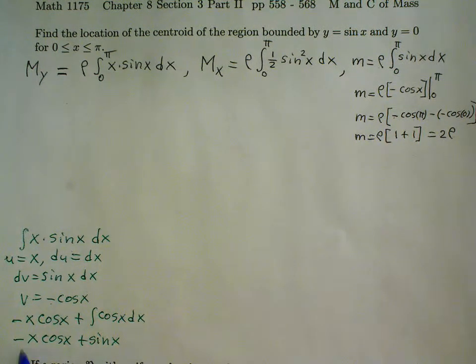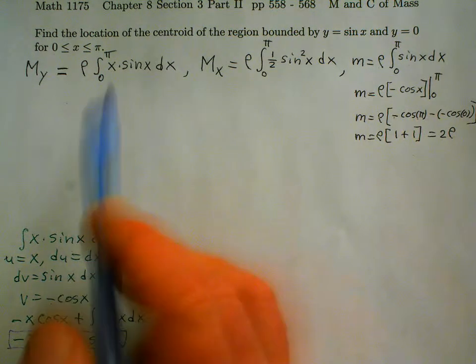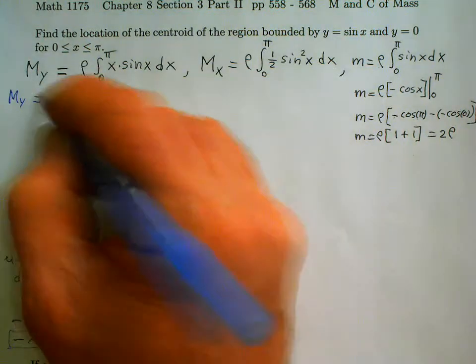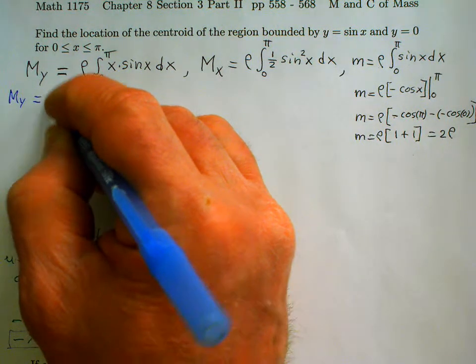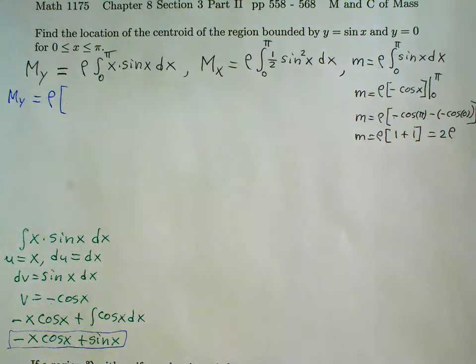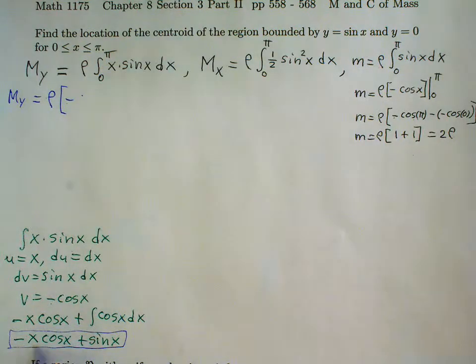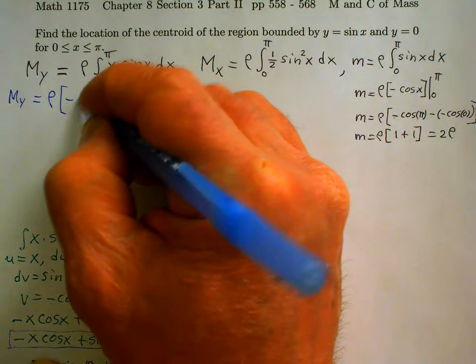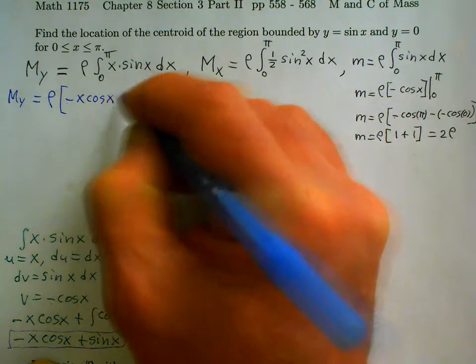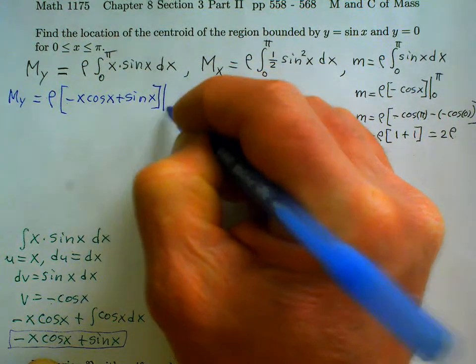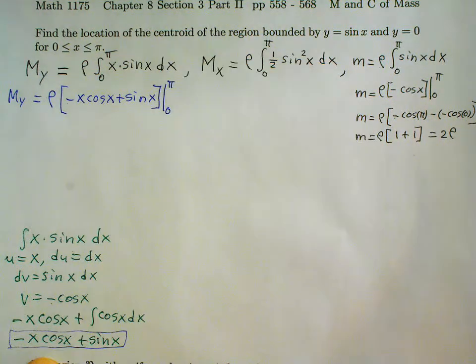Okay, so we'll use this antiderivative up here. So we'll write down the constant rho and then the definite integral. Sorry, the antiderivative is negative x cosine of x plus sine of x. And we're evaluating this between 0 and pi.